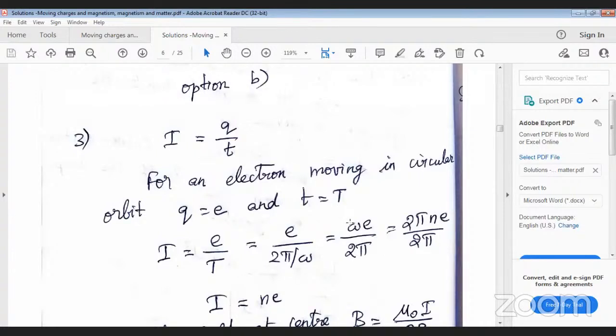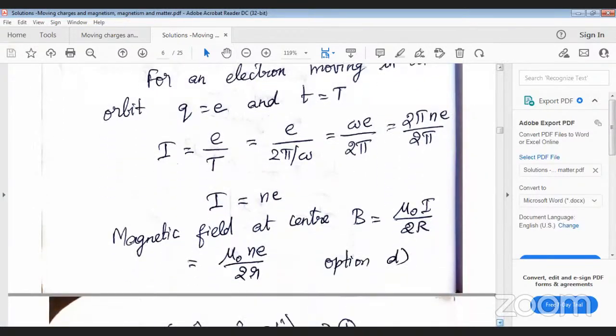So this omega is nothing but 2 pi into frequency, that is 2 pi into N, and E by 2 pi you will be having. So this 2 pi and 2 pi will get cancelled. Now the current I equal to NE. Okay, current I equal to NE.